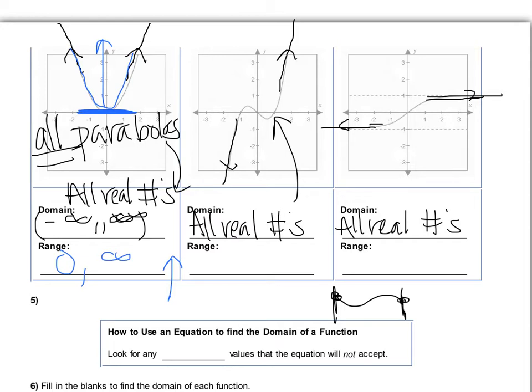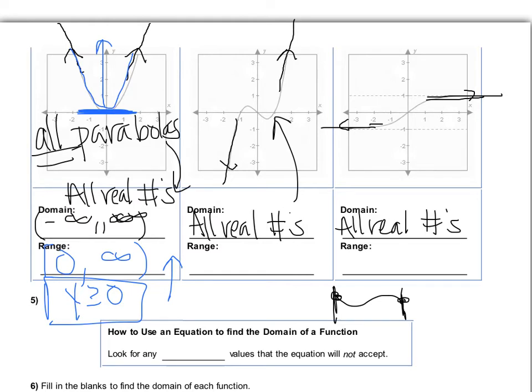So it goes from 0 to infinity. Or you could also say that it's all y's that are greater than or equal to 0. This notation is going to be the notation that is on your actual quiz. So it's going to be y's greater than or equal to 0, because 0 is the bottom value.